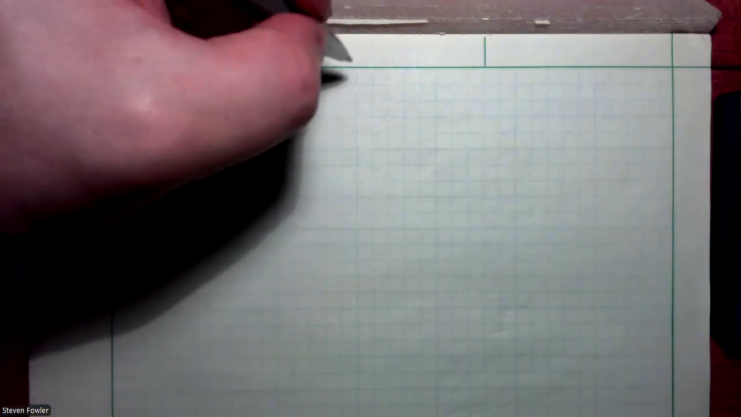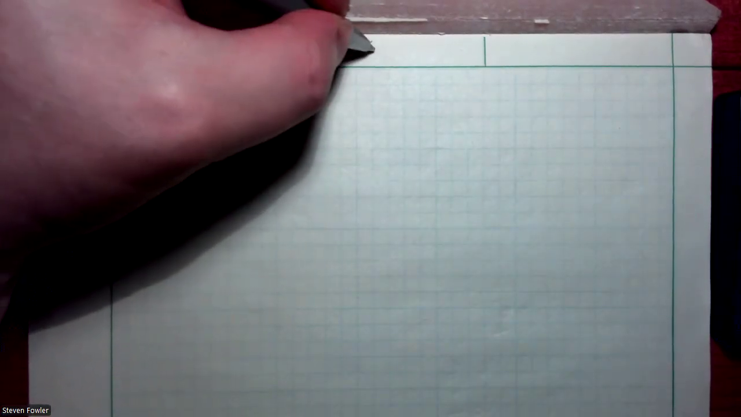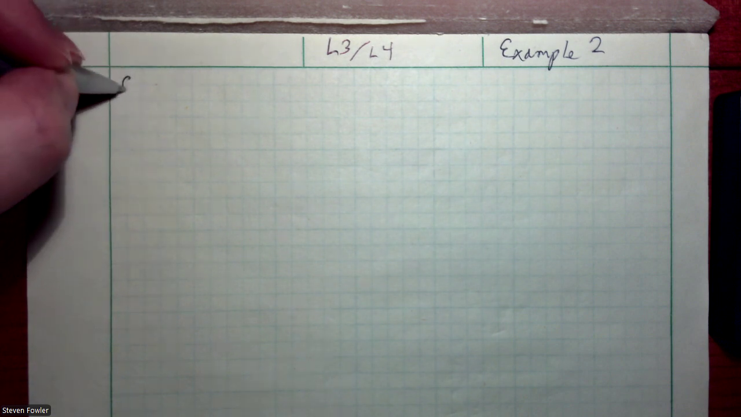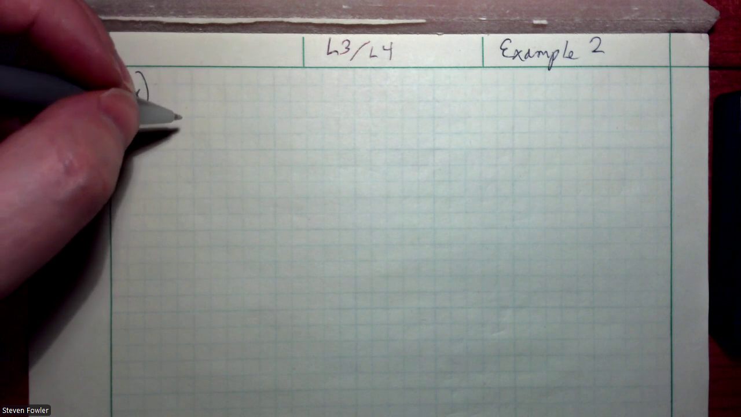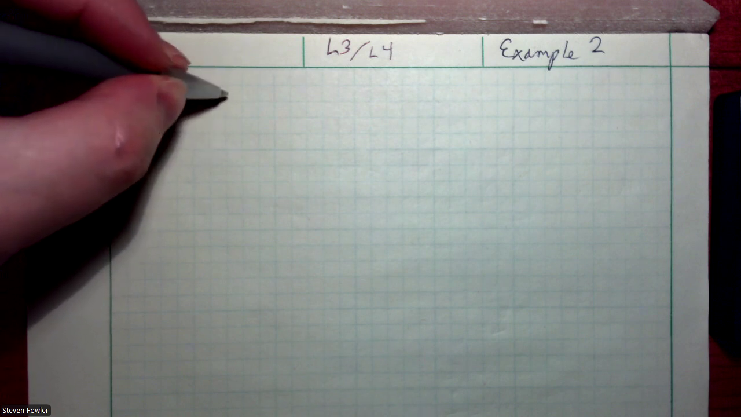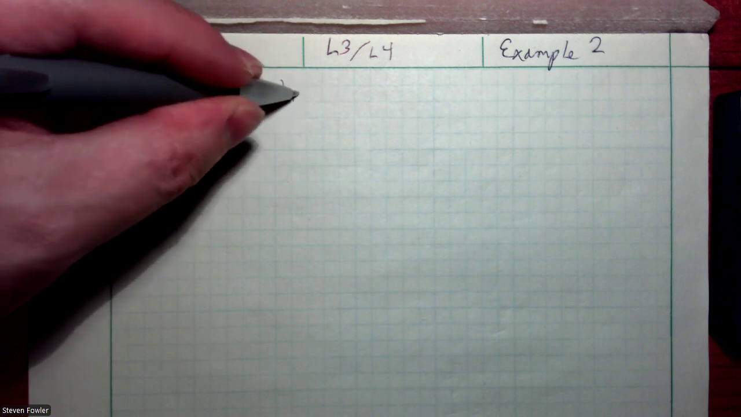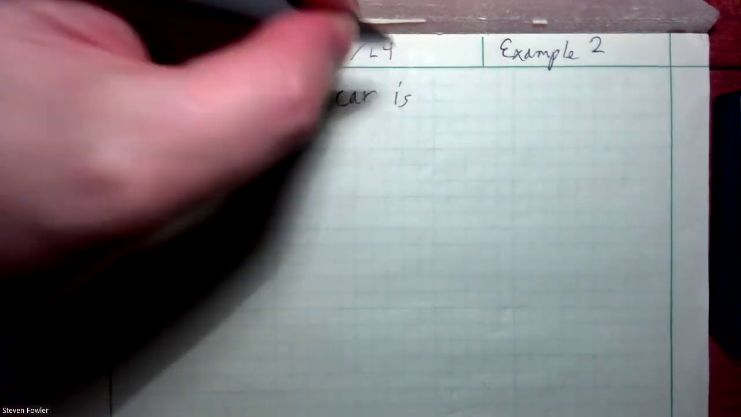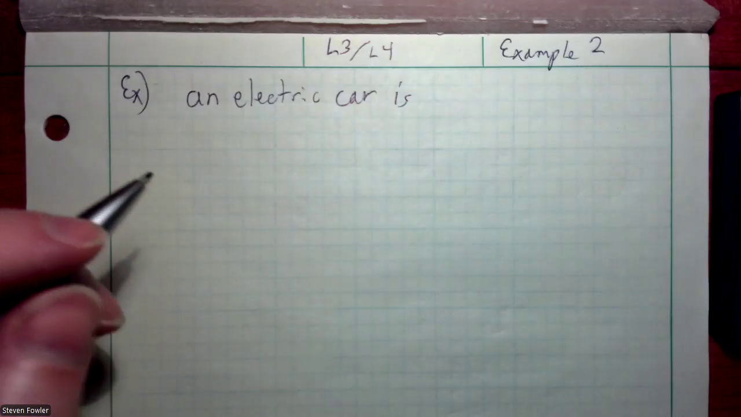Let's work another example. So I'm basically calling this lecture 3/lecture 4 example. And this is example number 2. Okay. So, example problem. We've got an electric car. Again, you don't always have to write out the entire problem statement. I'm going to do it here.